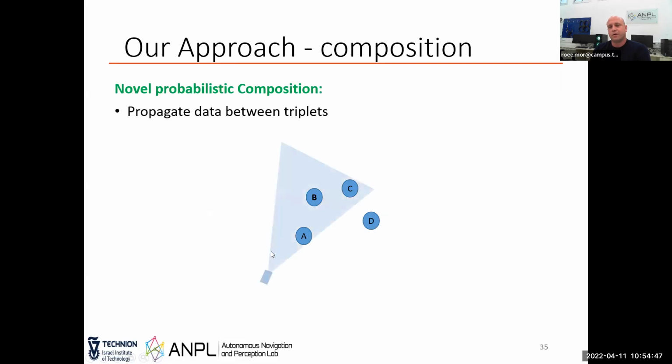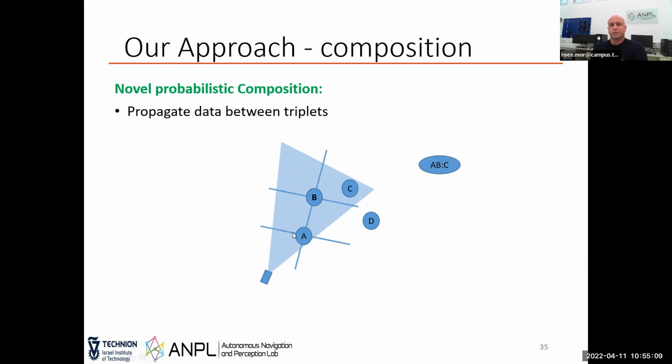This is a way to propagate data between different triplets. You remember the map is made of many triplets. And sometimes, if we get a measurement for a specific triplet, we want to use this data to better estimate other triplets. So I'll show you how it's done.